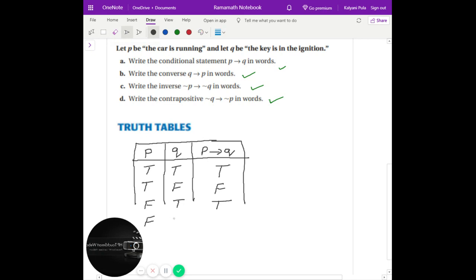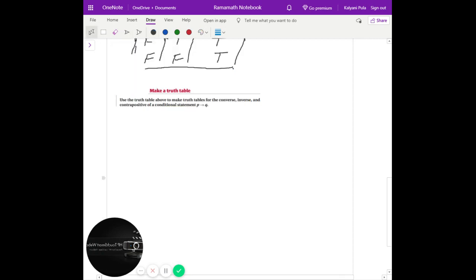And the car is not running and the ignition is off. Is it possible? True, it could be possible. Your car is not running and the ignition is off. So that's basically the truth tables. It's like, is it happening or not? That's what truth tables are based on. We can take some other examples and see what happens in every situation. Let's look at the next question.